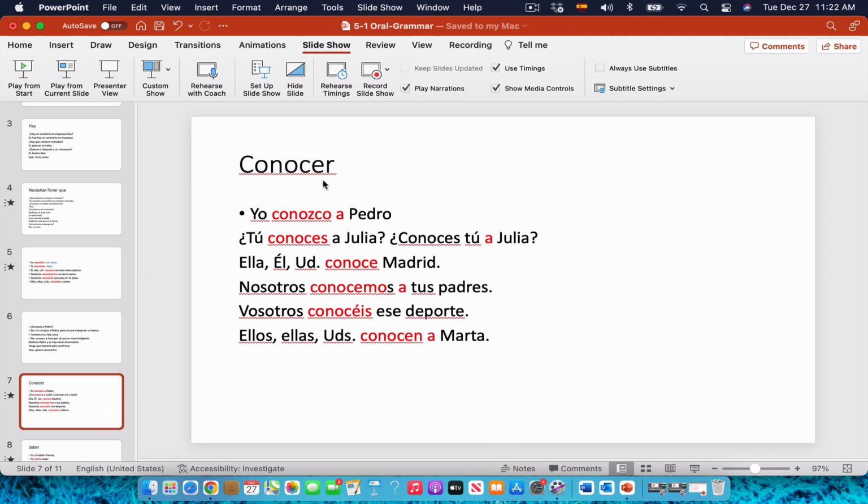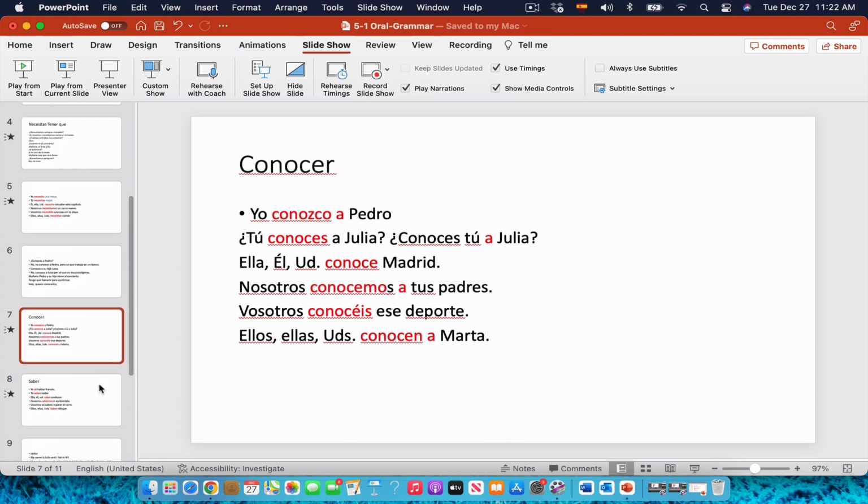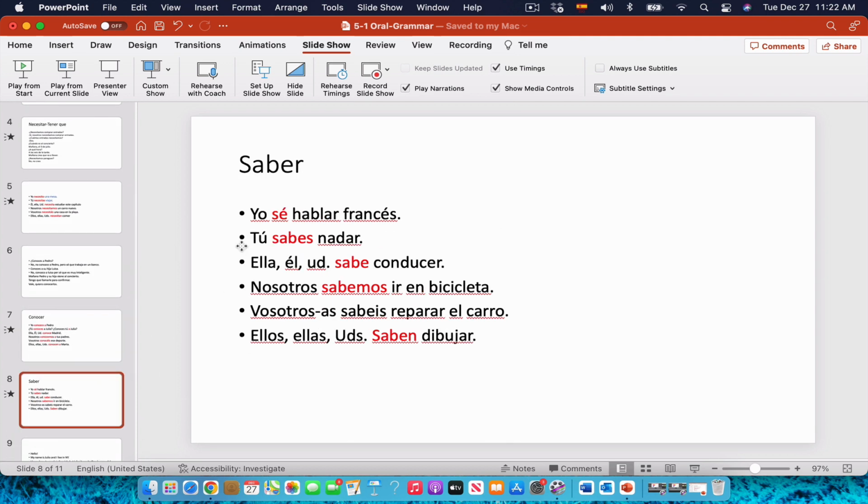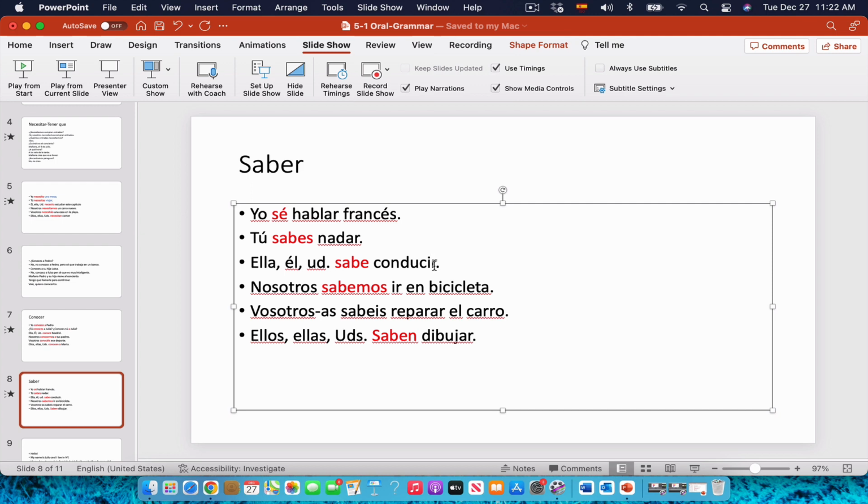Yo conozco, tú conoces, él, ella, usted conoce, nosotros conocemos, vosotros conocéis, ellos, ellas, ustedes conocen. Okay? So the verb saber, on the other hand, is yo sé. In this case, it's irregular here. You say yo sé, I know. Sé with an accent means I know. Yo sé hablar francés, tú sabes nadar, él, ella, usted sabe conducir, conducir, this is it.